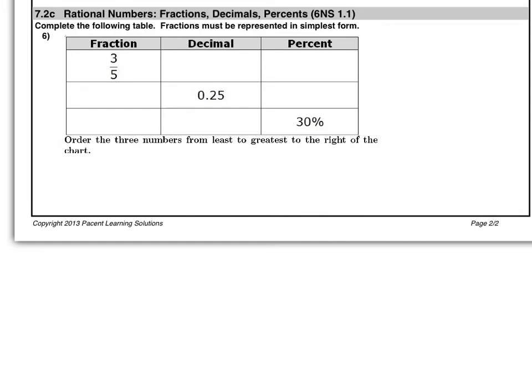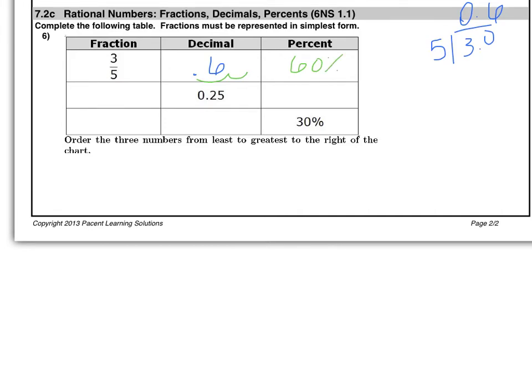Okay, so this is, again, same type of problem, except that it combines the chart and the ordering from least to greatest together. Okay, so 3/5. I'm going to take 3 and divide it by 5. 5 goes into 3 0 times, but 5 goes into 30 6 times. So 3/5 is 0.6. And now if I want to convert it to a percent, I move my decimal 2 places and I get 60%.